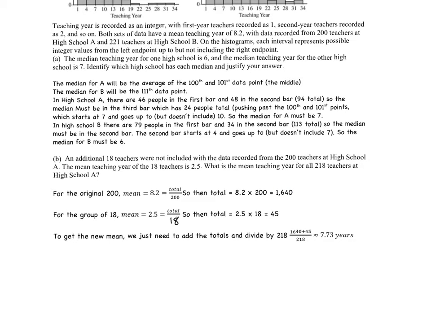For the group of 18, they told you that the mean was 2.5. We know there are 18 people in that group. So if I want to get the total for the group of 18, I can just multiply 2.5 times 18. Now I can get the grand total for all 218 people just by adding those. Divide by my total number of people, which is 218. The average for the total group must be 7.73. So you're working backwards for the mean of 200, backwards for the mean of 18, so we can add and divide to get the new mean.